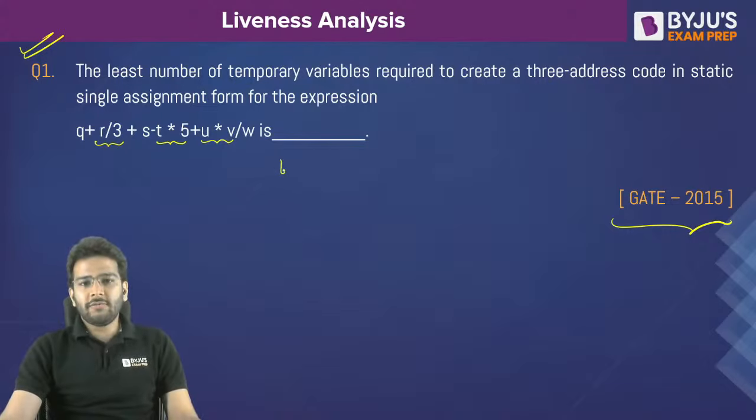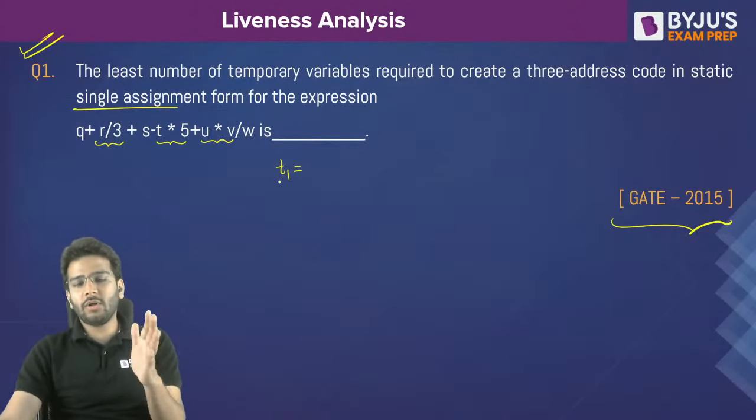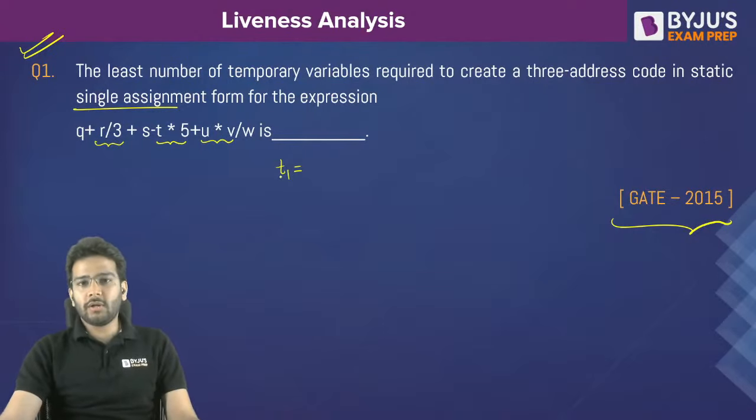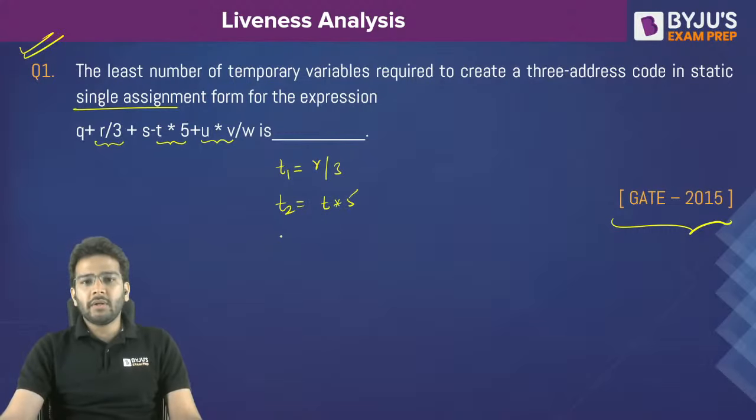So let's say if we have a T1 variable, as we are going to write the SSA code for this one. We know in case of SSA, all the assignments should be unique. That means the L value has to be unique every time. So we can perform R by 3 here. Then we can take a T2 and perform T star 5, that means T into 5. Then after T3, we can perform U into V, U star V.